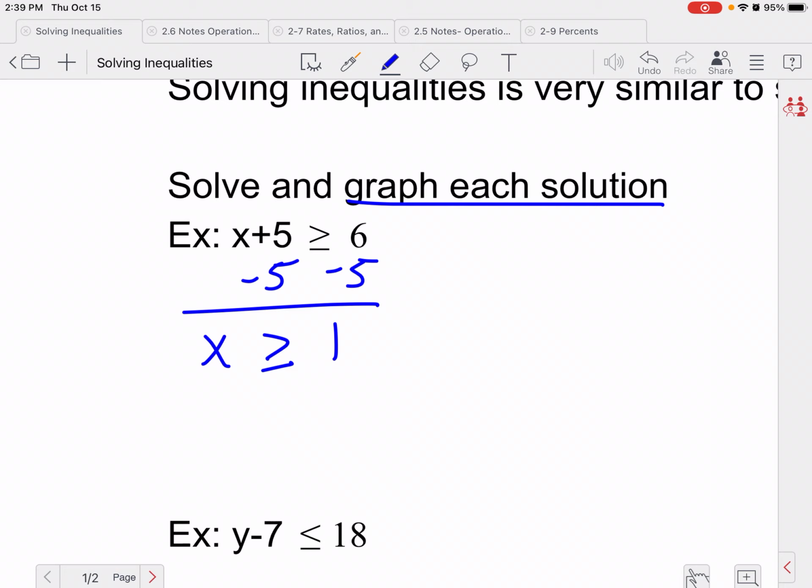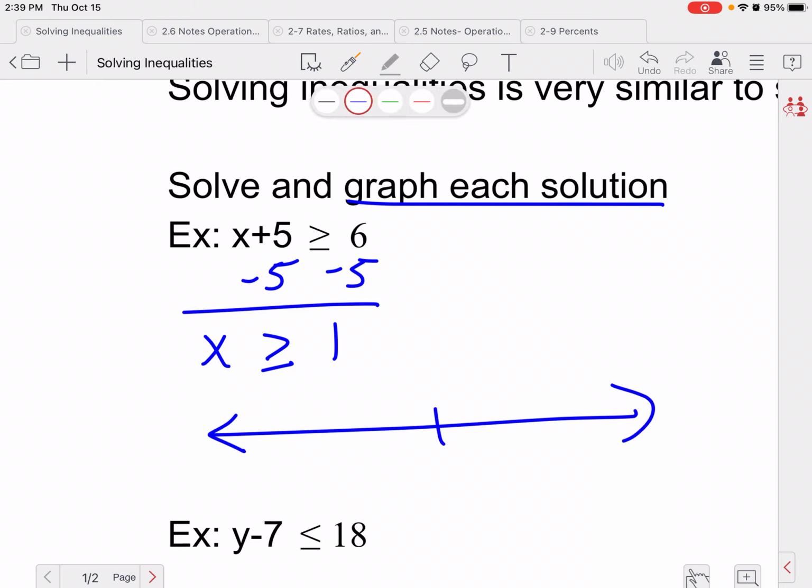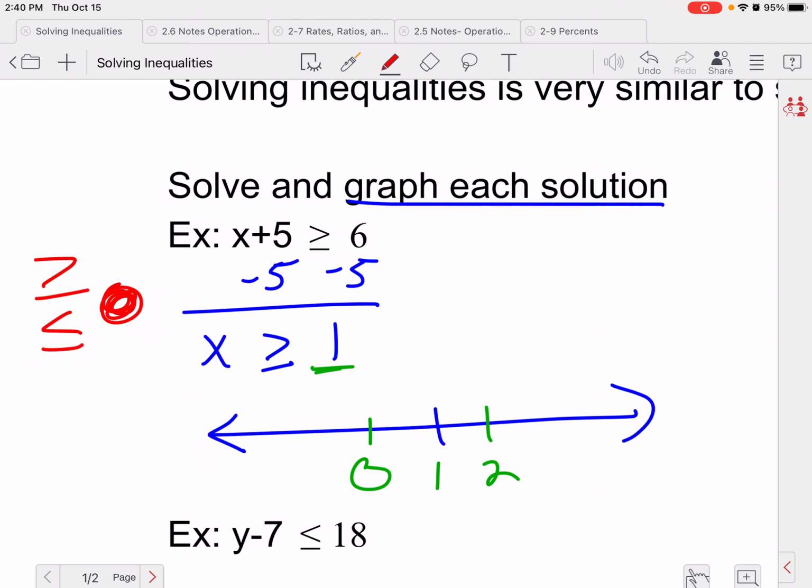Okay, so that is the solve part, and then the graph part, remember, we put our number in the center. I'm going to do 1 below, which would be 0 in this case, and 1 above, which is 2. Remember, if we have a greater than or equal to or a less than or equal to, we have a closed dot. And if we have a greater than or less than, we have an open dot. So in this case, we would have a closed dot. And this says x is bigger than 1. Okay, so that means we're going to go this direction.